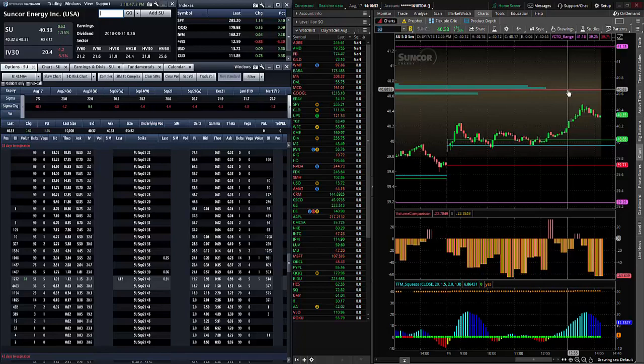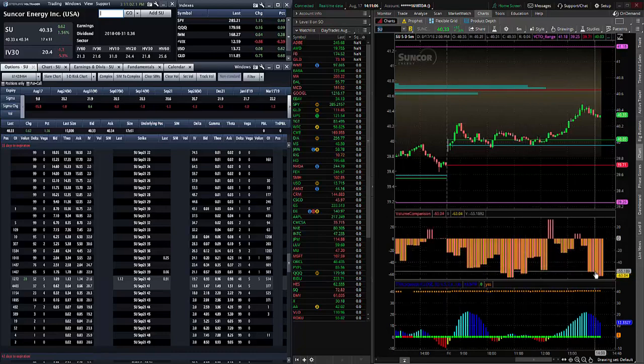The red line is the point of control, which means the price with the highest amount of volume traded at it. Especially in short-term trading, it usually ends up acting as a support and resistance point.